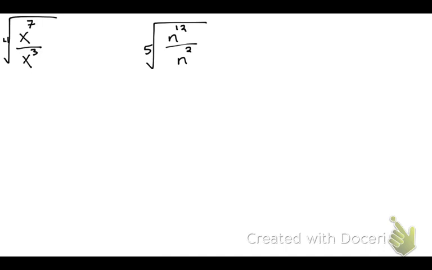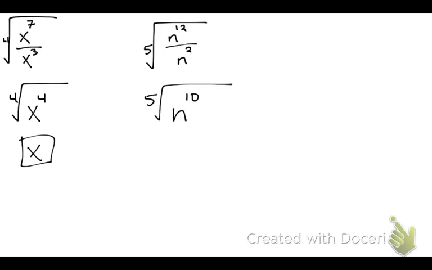In this case, x to the 7th over x cubed simplifies to x to the 4th. So the 4th root of x to the 4th is just x to the 1st. So our answer is just x to the 1st. In the second problem, n to the 12th over n squared simplifies to n to the 10th, and the 5th root of that would be n squared.